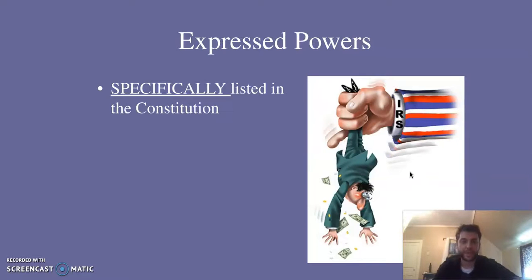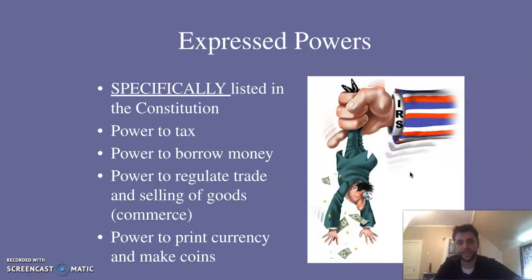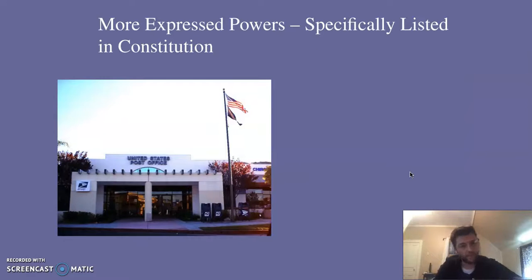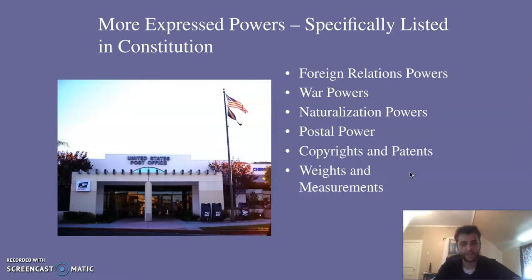First of all, there are 2 types of powers. Express powers, the ones specifically listed in the Constitution, like the power to tax, power to borrow money, power to regulate trade and sell goods, power to print currency and make coins. There are more powers: foreign relations powers, war powers, the power to declare war, power to determine who is a citizen, post office, copyrights and patents, weights and measurements, powers over territories, impeachment power.